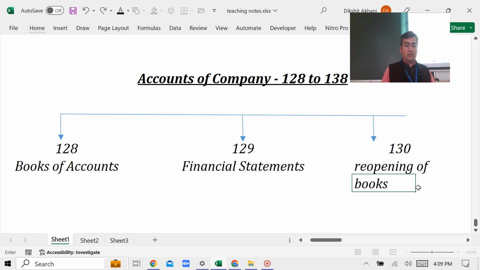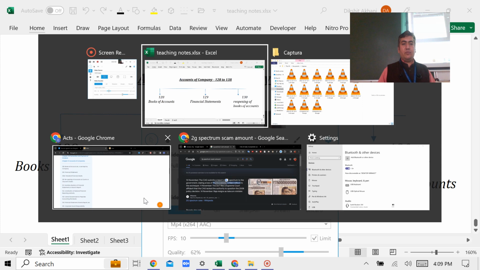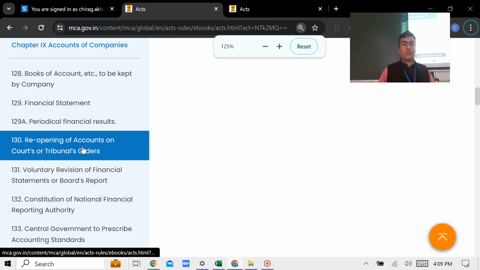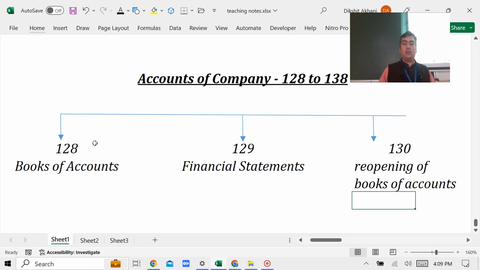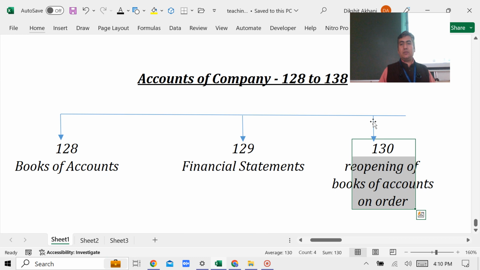of books of accounts. Reopening of books of accounts on order. Now, who is going to give the order? We will learn it.